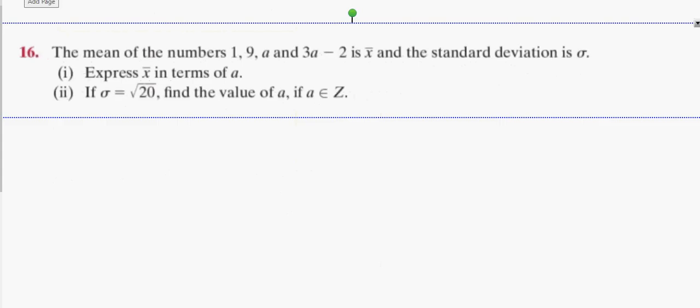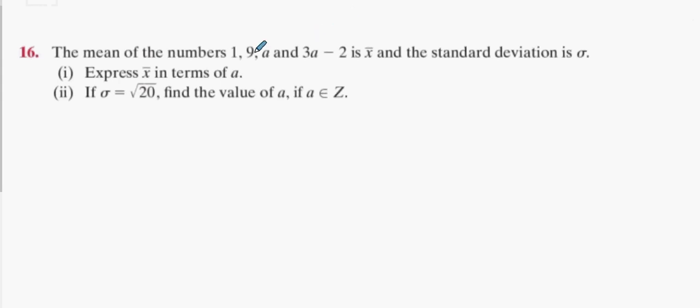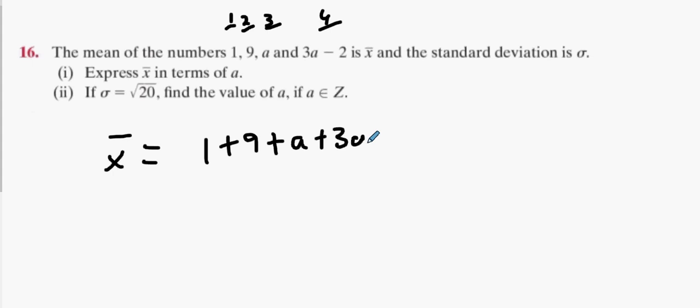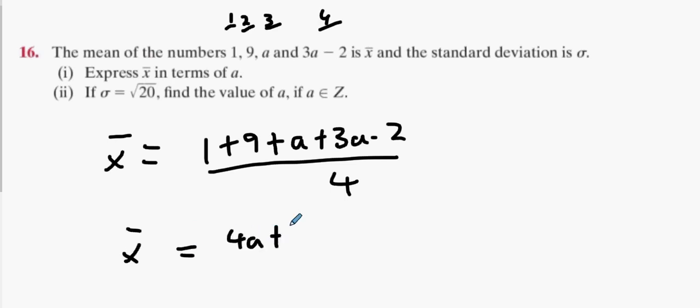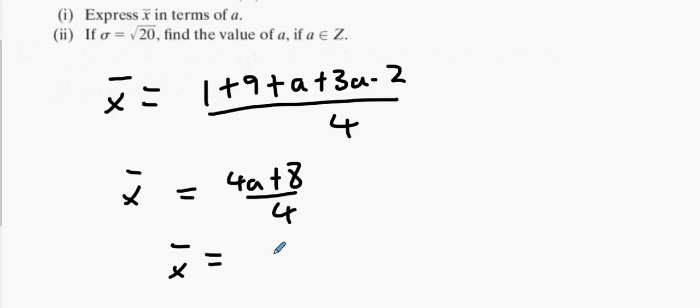Alright, lads, really quickly. It gives me 4 numbers. That's the first number, second number, third number, fourth number. The mean of those 4 numbers is x bar. That means x bar is add those 4 numbers together and divide by 4. That's 4a plus 8 divided by 4. And then x bar equals a plus 2. Is everybody happy so far?